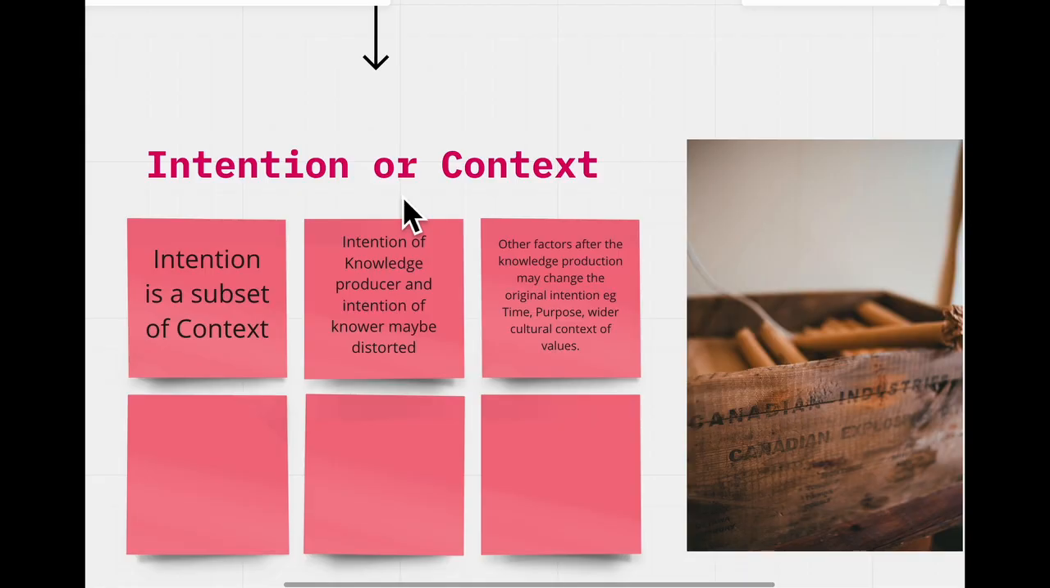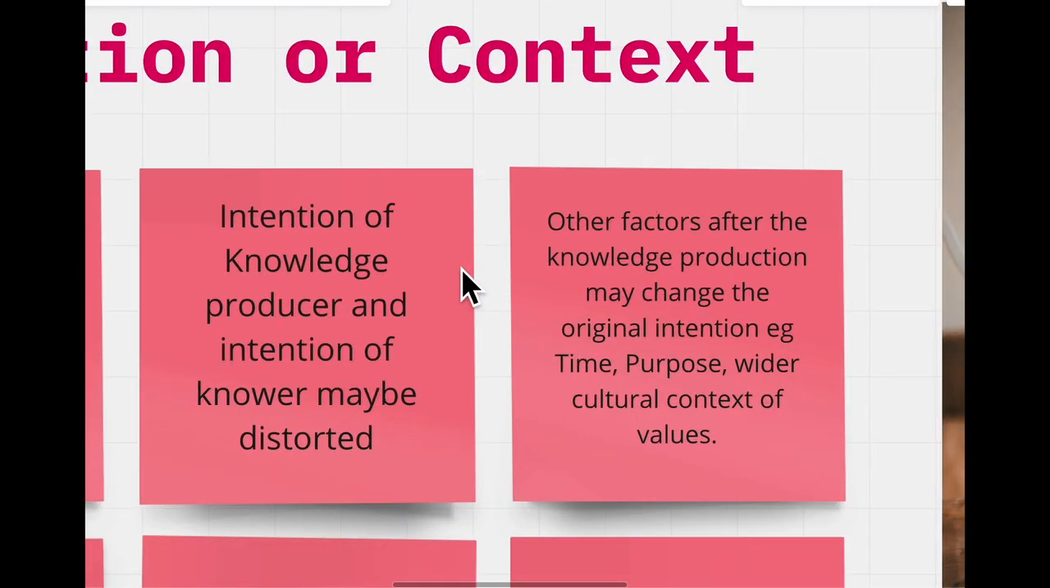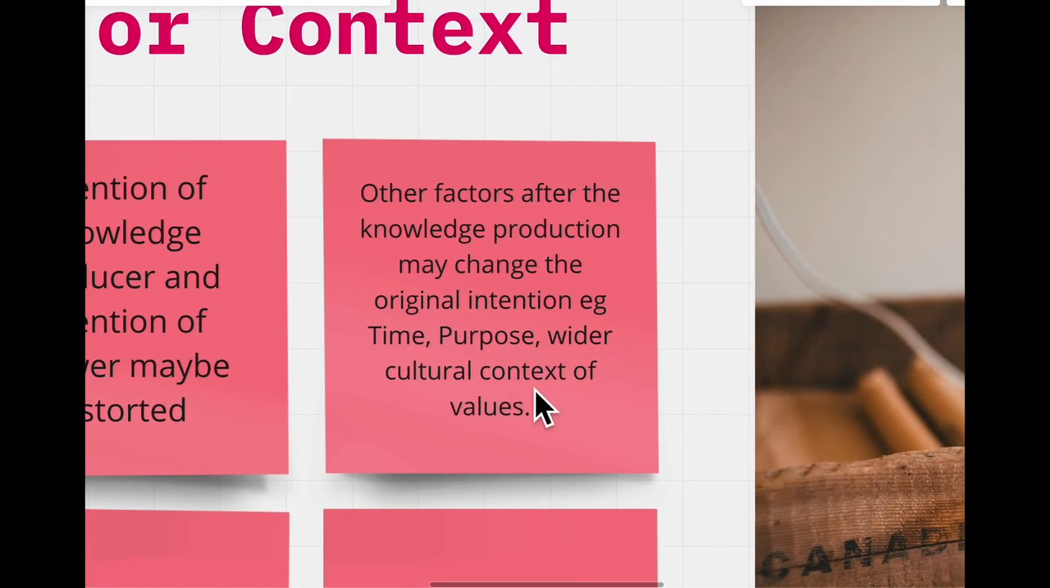And this is where context comes in. So other factors after the production of knowledge may change the intention of the knower, of the producer, and may distort the original intentions and distort the original knowledge. So in this case, context could be wider social values, it could be the intention of a knowledge community, it could be time, it could be the purpose for which knowledge was made, any of those wider issues which are both structural and non-structural, such as time and social values and so on. They can change the nature of knowledge itself.